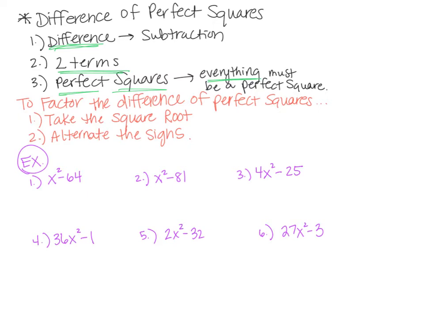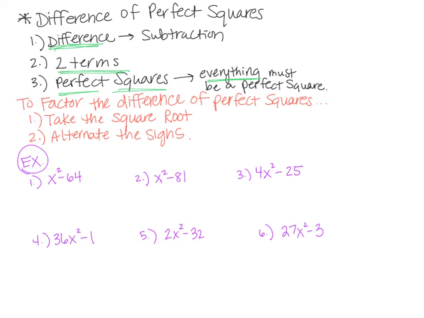The way I'm going to solve these, and you might remember these, we looked at them before, is that I'm going to take the square root of everything and then alternate the signs. So one will get a plus and one will get a minus. It does not matter which one happens first, whether I put the plus first or the minus first. Let's see what that looks like.